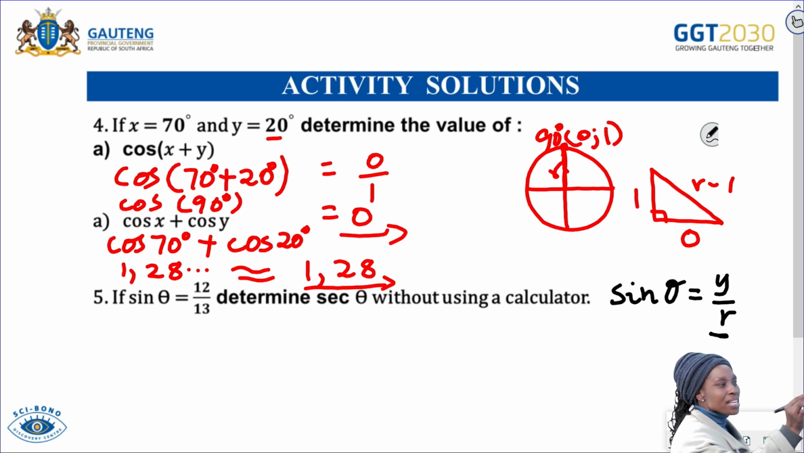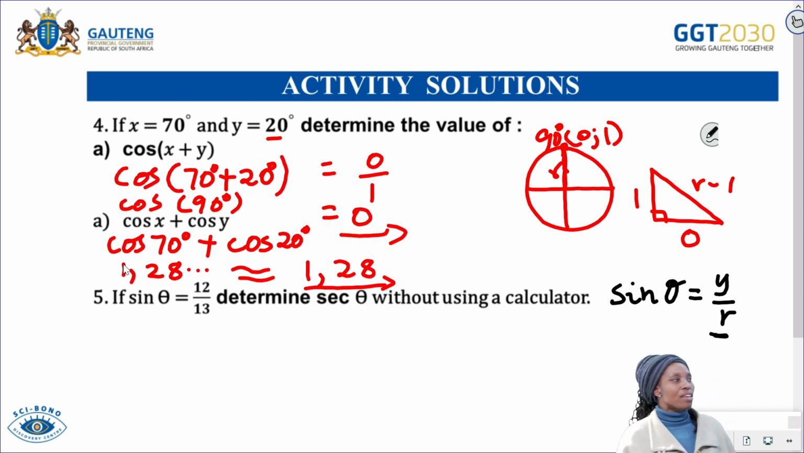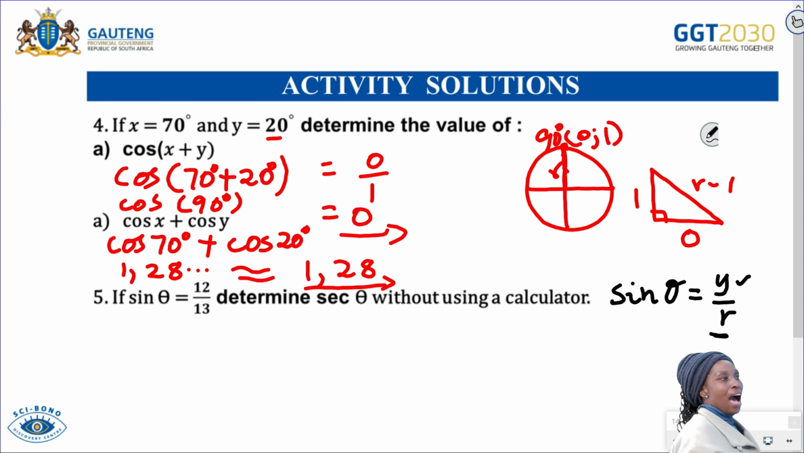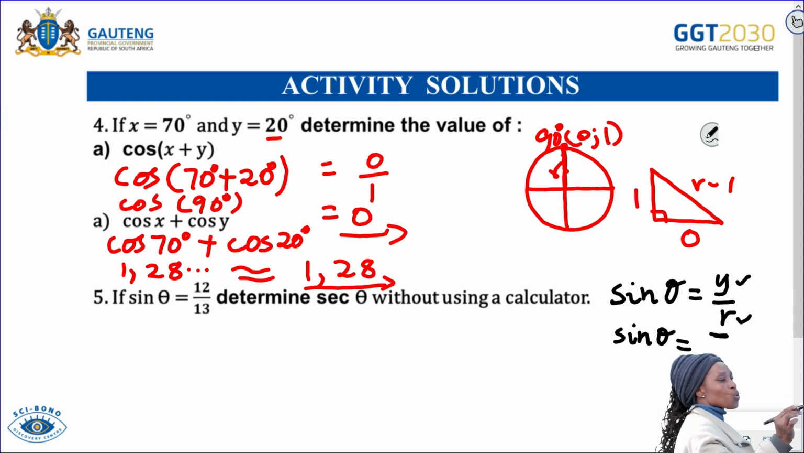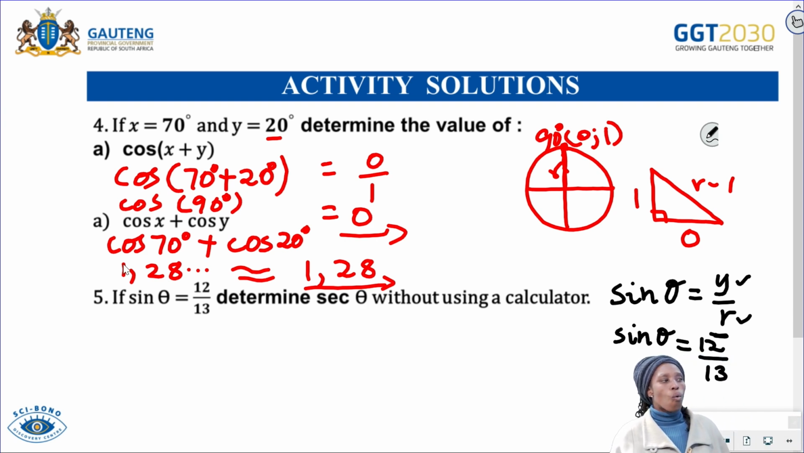That tells me the values that are given. I am given the value for y. I'm given the value for r. They say what is y? Sine theta is 12. That is my y. And my r, they say, is 13. So it means I don't know x here. And for me to answer for sec theta, I must have the x.